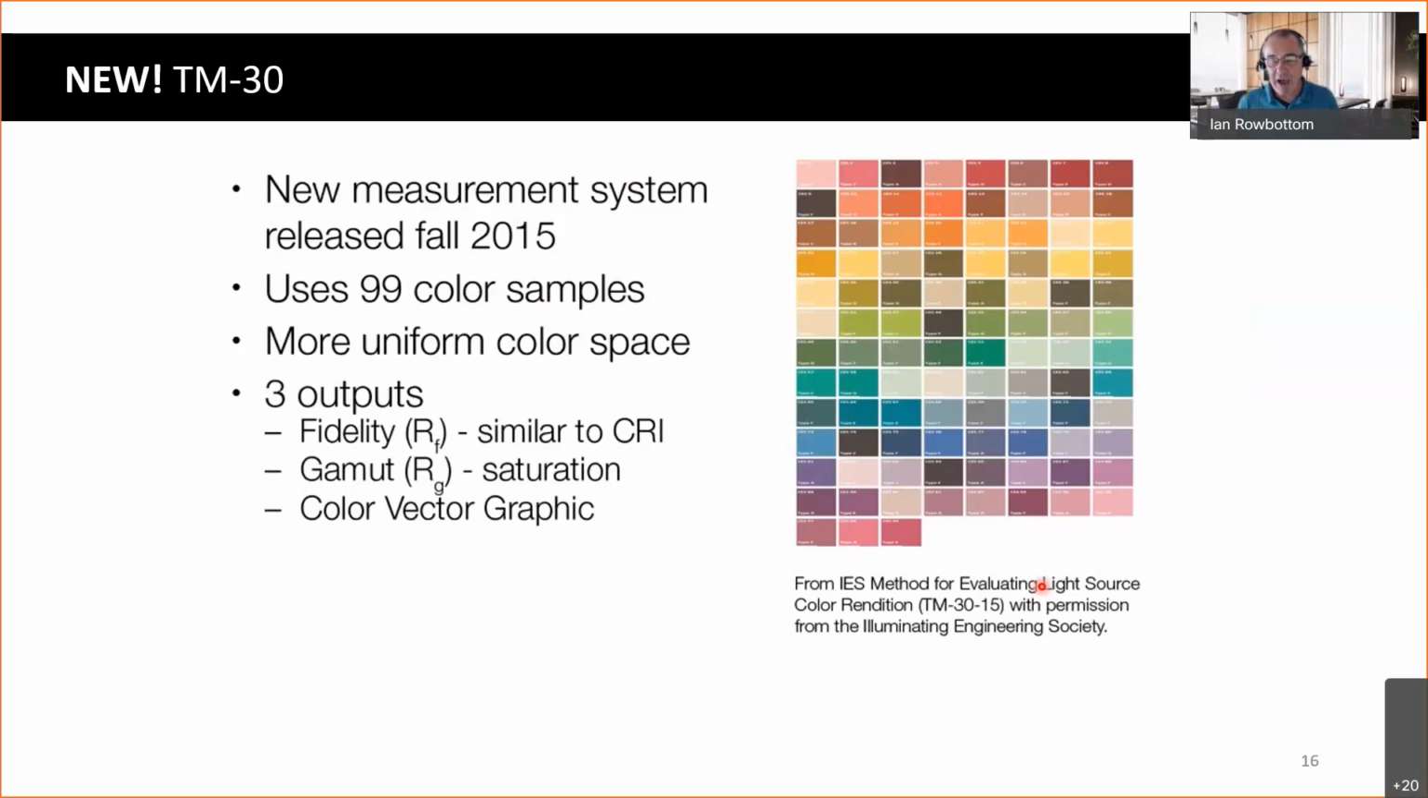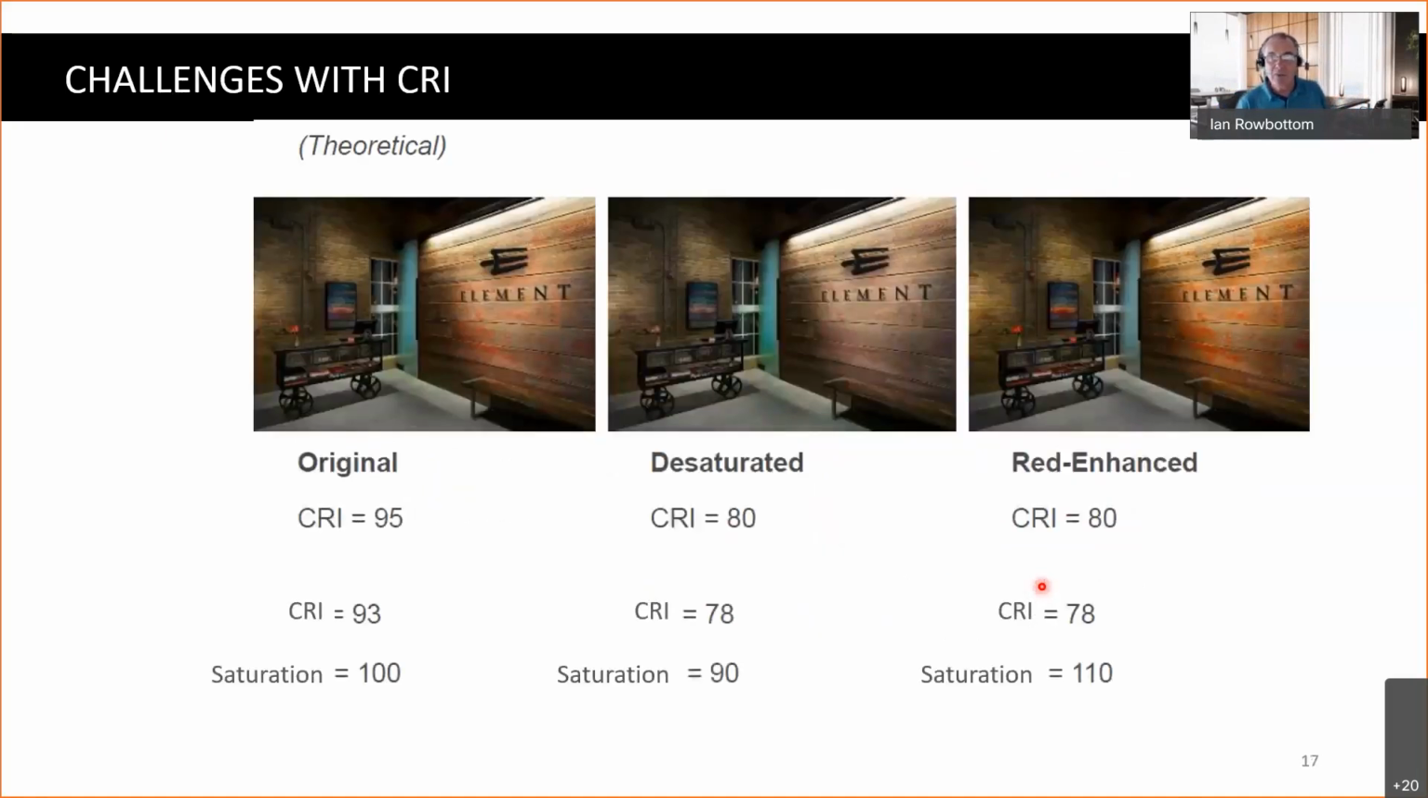Instead of just CRI, they're going to tell you about saturation or this color vector graphic. And I'll explain how they play. It's a really easy picture once you've seen it. So if we go back to our original, you can see, if we take the original, the saturation is actually 100 and we measure at 93.